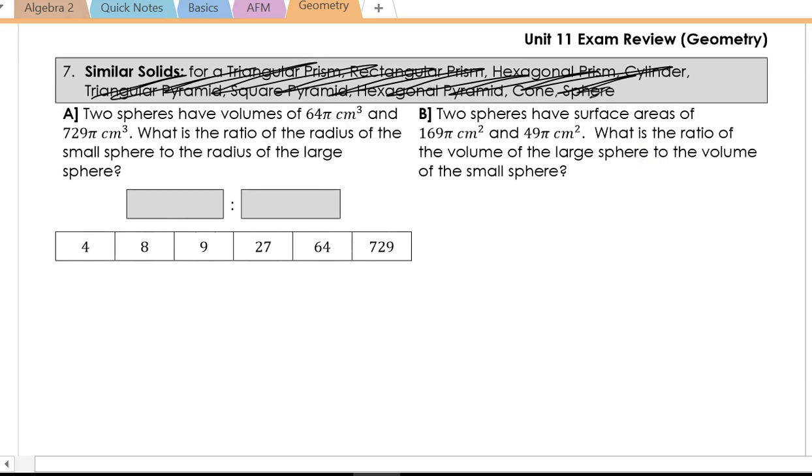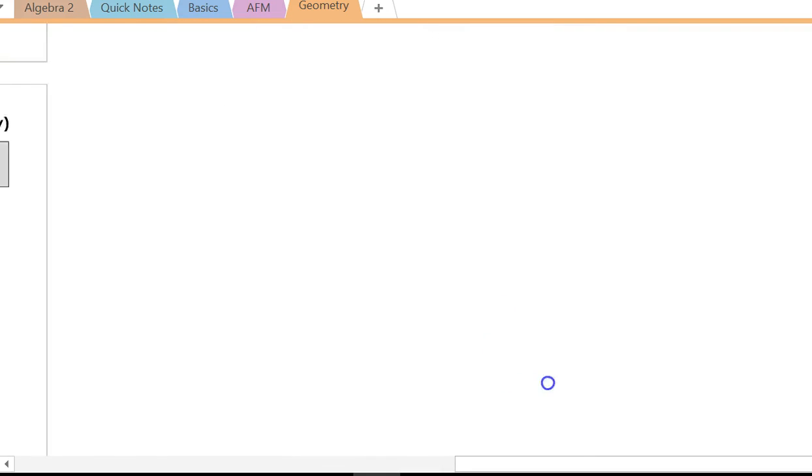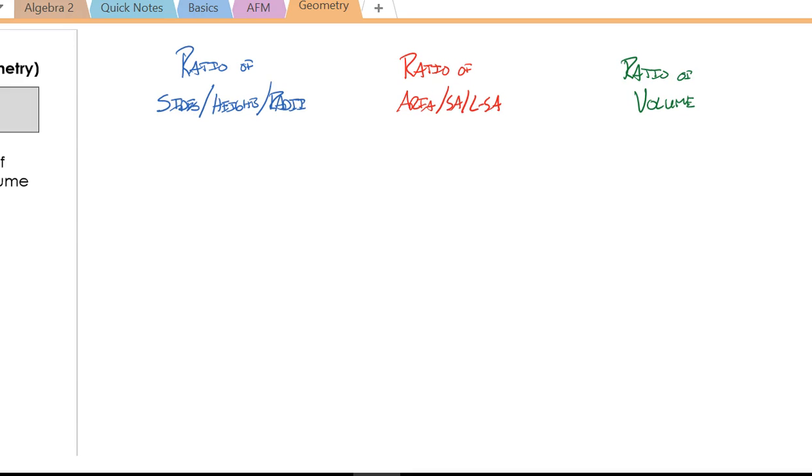So very quickly, if we take a look at what we had discussed in class, we're really looking at three different scenarios. We're looking at setting up a ratio of sides or heights or radii. Really here what we're looking for is one-dimensional measurements, in this case given in yards. Then we're looking for ratios of areas, surface areas, or lateral surface areas, which in this case would be units of yards squared, sticking with the yards theme. And then volume, of course, is three-dimensional, giving us yards cubed.